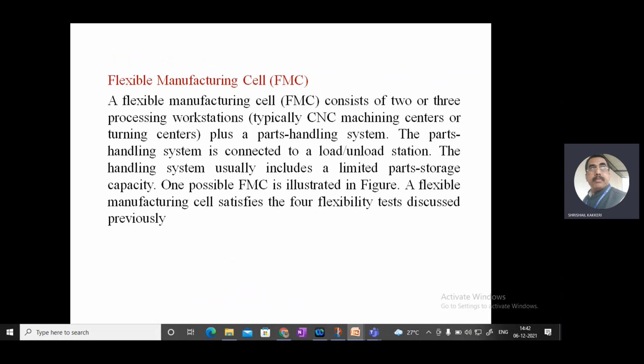And what is a flexible manufacturing cell? The same thing: there will be a group of machines, and conveyor systems, and some kind of arrangement for limited storage of the materials in between. What is the meaning of buffer storage?